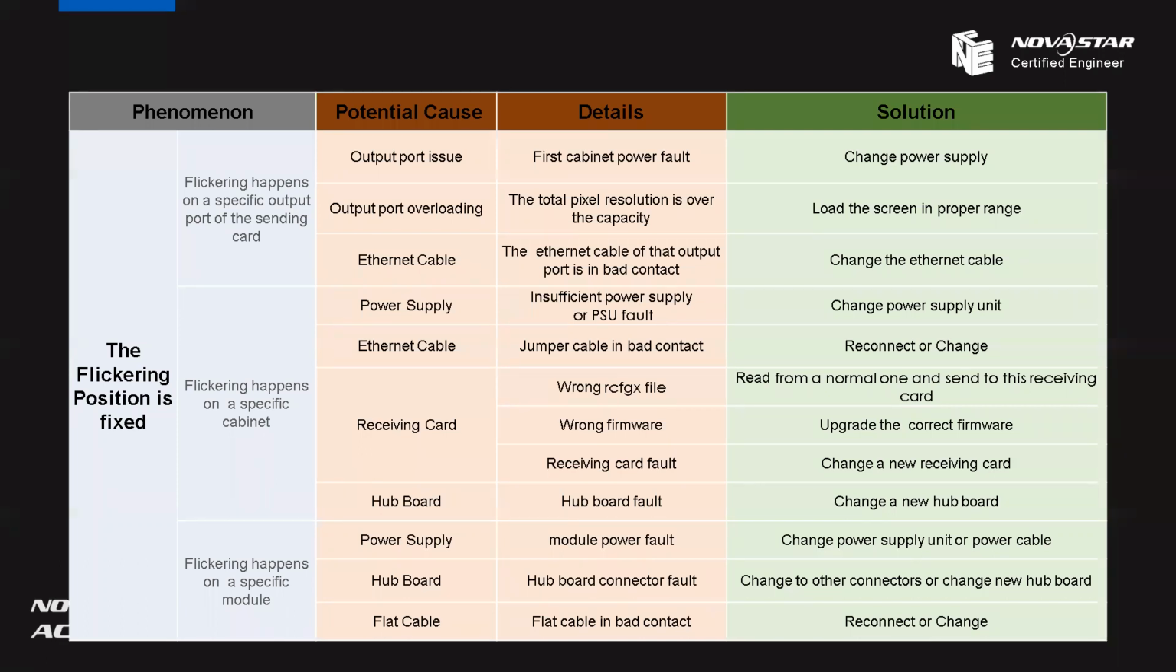And for the third type, the flicker issue happens on a specific module. In the first step, we still need to check the power. If the power is working well, check the hub board. See whether the hub board's output connector is good. And the last one is the flat cable. Make sure the flat cable connection is good. If there is some hardware issue or the flat cable has a fault, just change to a new flat cable to fix the flickering problem.